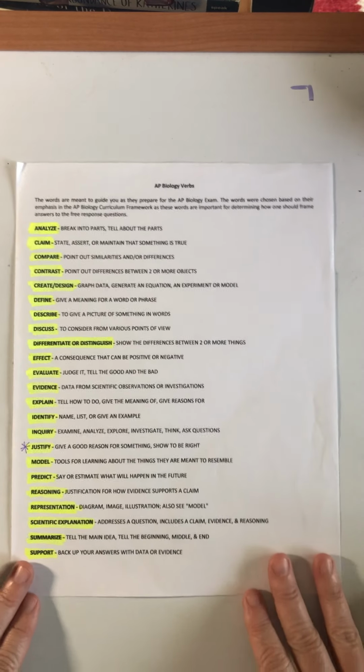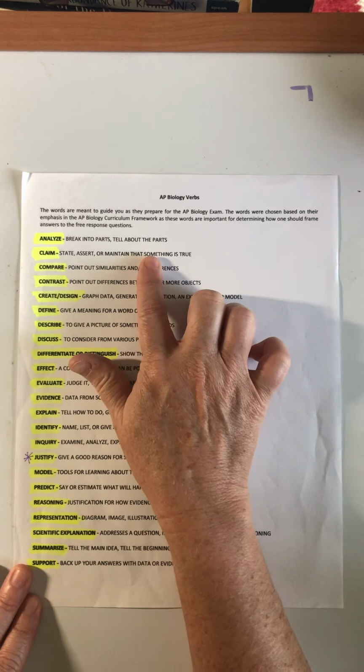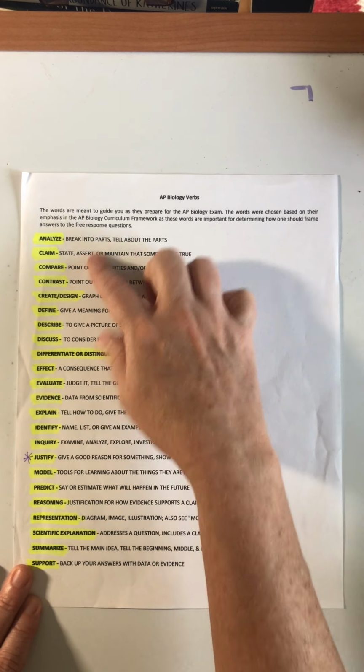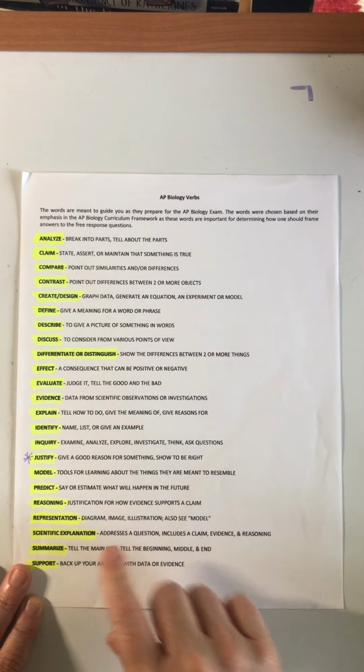Another thing is your verbs. A lot of you did copy down your verb sheet, but some of you did not copy down your verb sheet. So your verb sheet has what all the words mean and what they're asking for. This is on Google Classroom for you. Analyze: break it into parts and tell about the parts. Claim, compare, contrast. You need to either write this out or print this out.